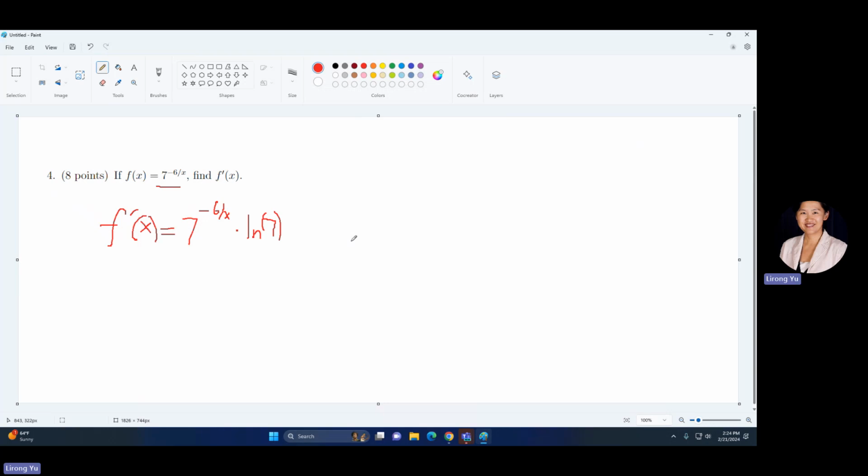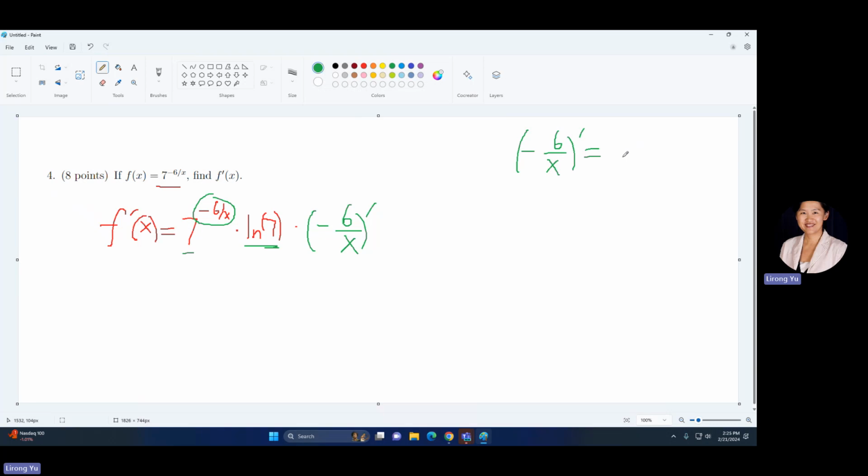Are we okay? And then you have the inside function. This entire thing is the inside function. We have already dealt with the 7. The ln 7 is there. So we're going to find the derivative of the inside function. We need to know the derivative of negative 6 over x. So how do we find this? You can do it inline or separately over here. One of the things you have to do is rewrite it so it looks like a power function.